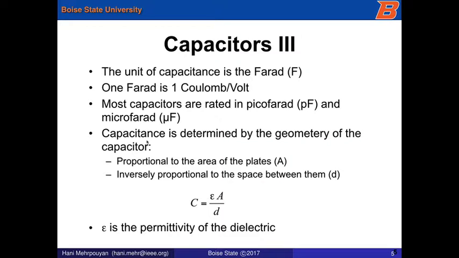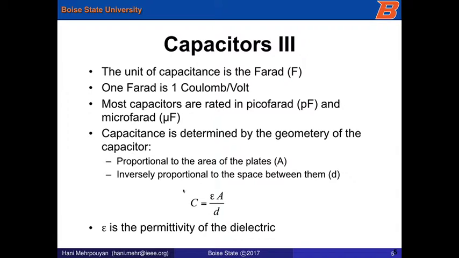Now, the capacitance of a capacitor is determined by the geometry of the capacitor. So basically, the larger the surface area of the metal plates that are used, the larger the capacitance. And the closer they are together, again, the larger the capacitance. So as the plates get further apart from one another, capacitance decreases. And as the plates get smaller, the capacitance decreases.